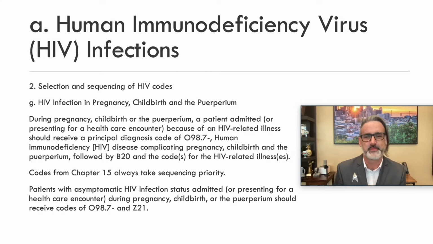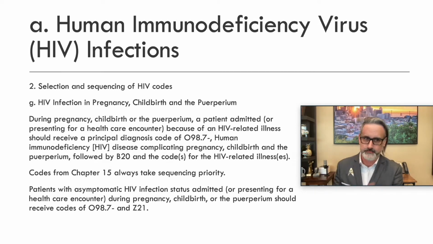Then the second to last part here, discussing coding HIV infection in pregnancy, childbirth, and the puerperium. As the guideline states, during pregnancy, childbirth, or the puerperium, a patient admitted or presenting for a healthcare encounter because of an HIV-related illness should receive a principal diagnosis code of O98.7 hyphen, because it needs more characters. So the principal diagnosis code of O98.7 hyphen, HIV disease complicating pregnancy, childbirth, and the puerperium, followed by B20 and the codes for the HIV-related illness. And the codes from Chapter 15 always take sequencing priority.